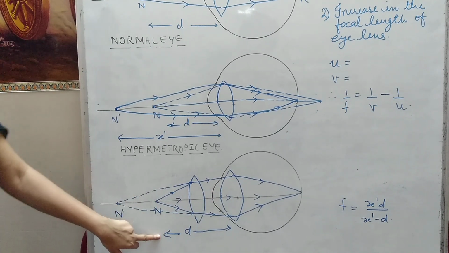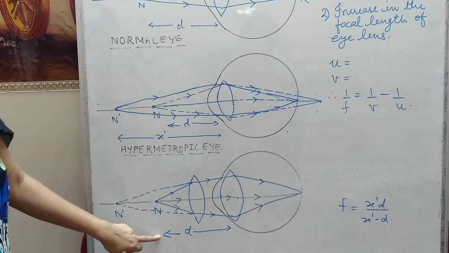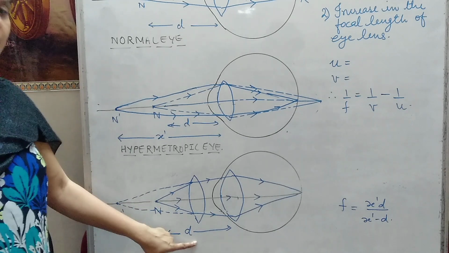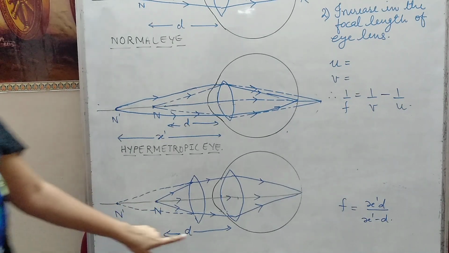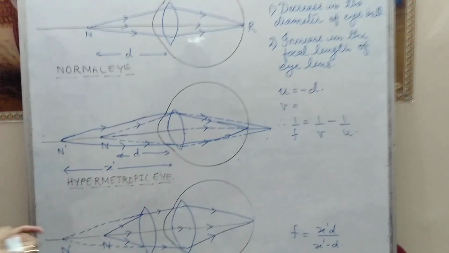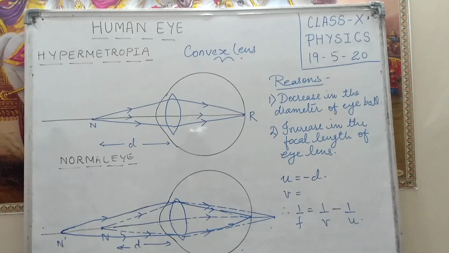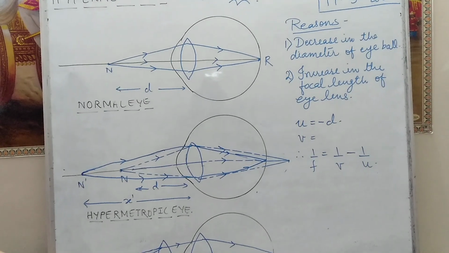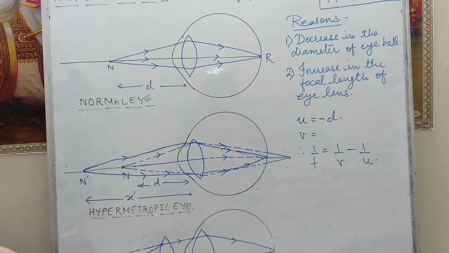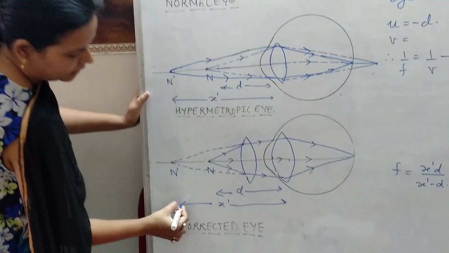Here I am not going to use 25 centimeters. Definitely you can use it in numericals, but here I am going to use it as D. So let it be D, that is the least distance of distinct vision. So u will be taken as minus D. Why minus D? Because we have done in sign conventions that u can never be positive. Then the image is formed at N dash. So we have supposed that this N dash distance is X dash.